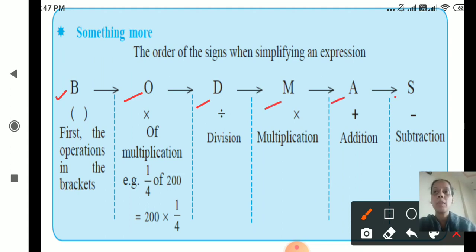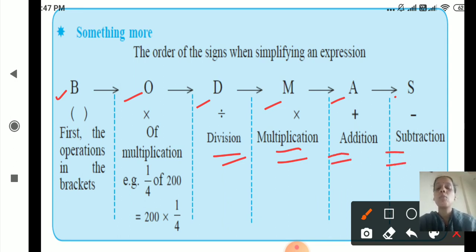that is BODMAS, means first the operation in the brackets. This you will remember, BODMAS means first we will open the bracket, B means bracket, so first the operation in the brackets, O, that is operation of multiplication, O means what? You will do multiplication, yes, 1 upon 4 of 200 like this. So you will do the multiplication after opening the brackets. The first operation which you will do, that is multiplication. After that D means division you will do, then multiplication, then addition, and then subtraction.